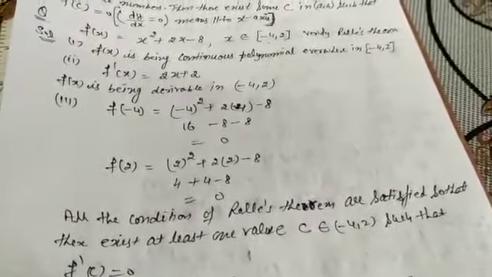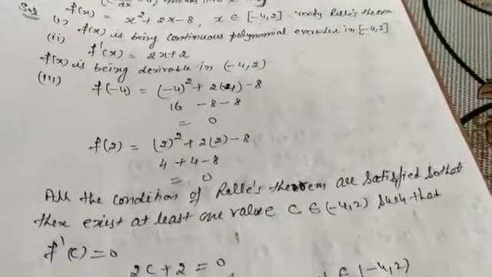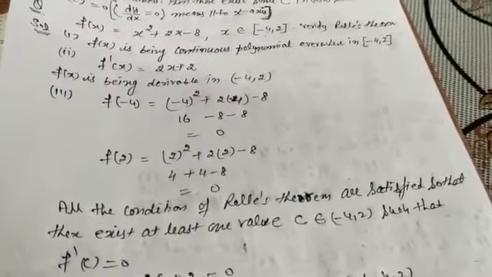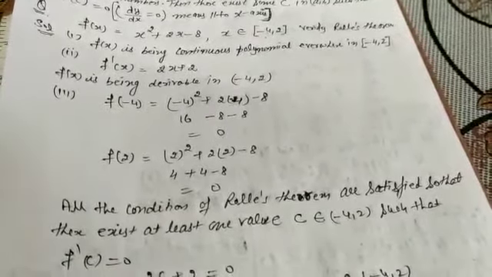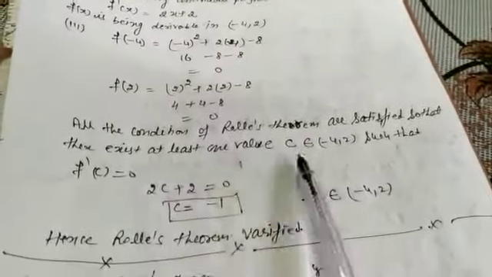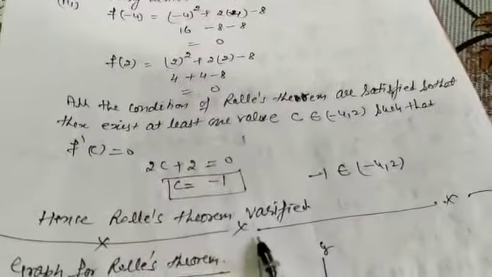So whenever you want to prove Rolle's theorem, you have to satisfy the three conditions. Number 1, the function should be continuous. Number 2, the function should be differentiable. Number 3, the value of the function at a and b should be equal. Only then Rolle's theorem is satisfied and we find the result.